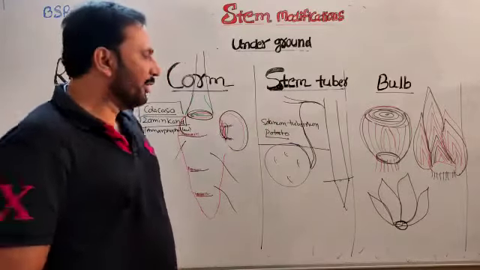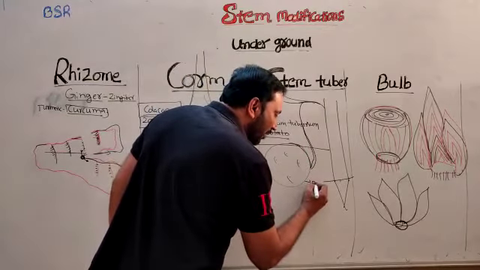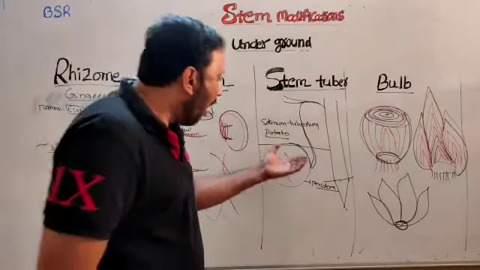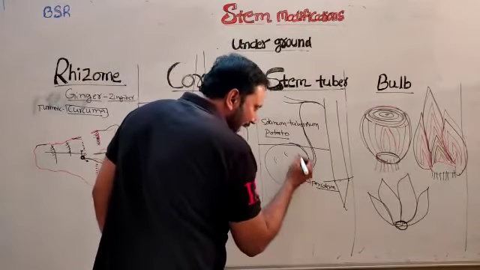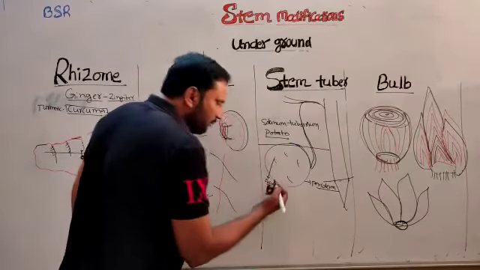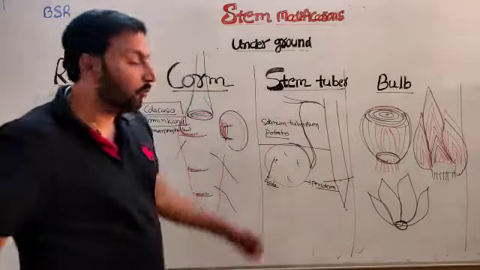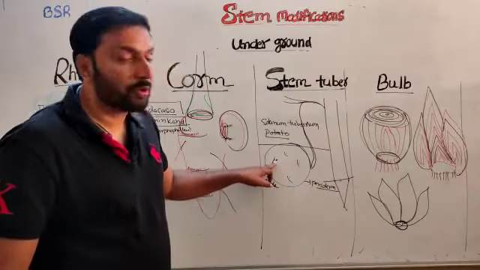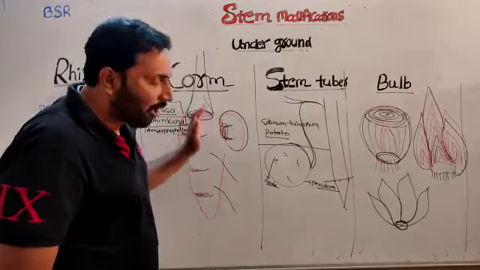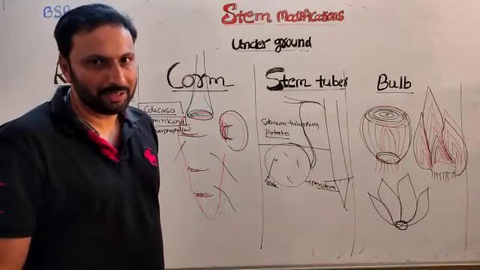In this potato, when you observe, an outer brown color layer is present. That brown color layer is called periderm. On the periderm, you observe some eye-like structures. These eye-like structures represent nodes. In the nodes, axillary buds are also present, which are helpful for vegetative propagation. Rhizome, corm and stem tuber all help in vegetative propagation.